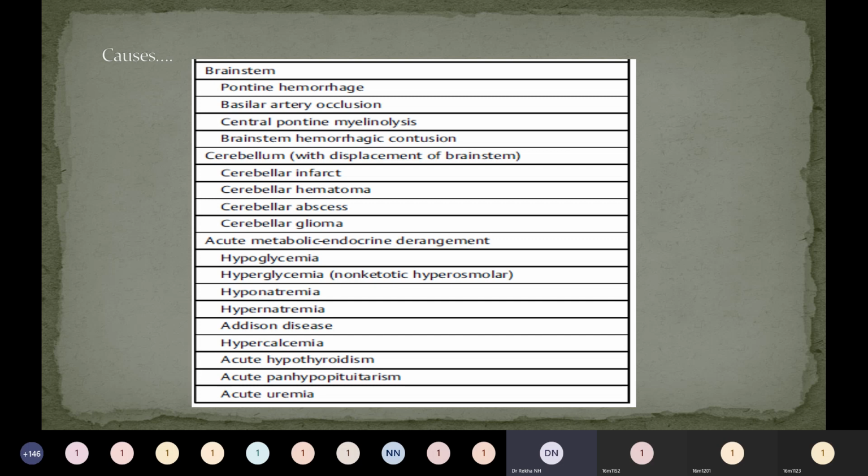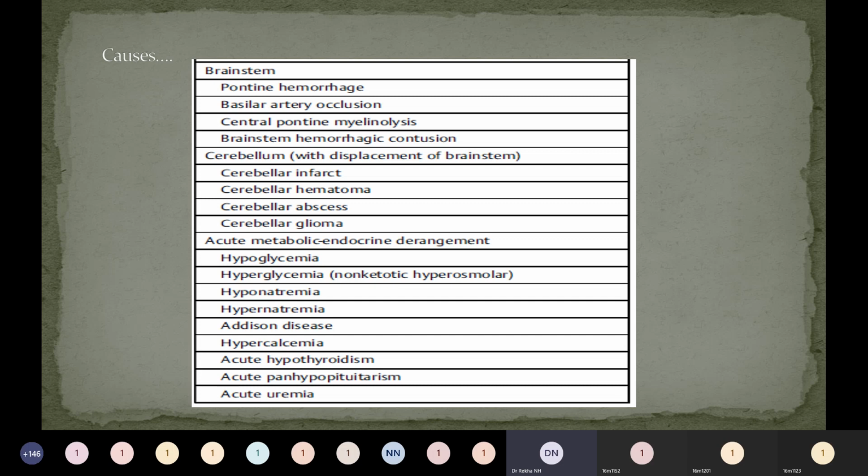Coming to the metabolic insults to the brain, the most common is hypoglycemia. Hypoglycemia could be due to any cause. It can be an insulin overdose or a patient taking sulfonylureas. They are the most common. These are the most common conditions where a person can come with an altered sensorium or unresponsiveness.